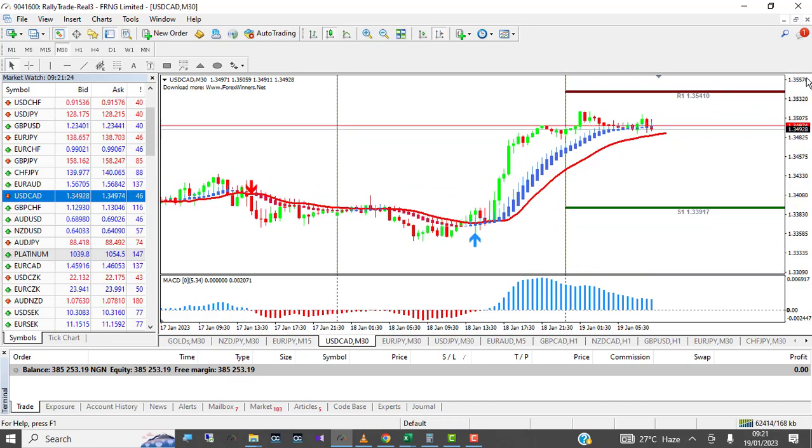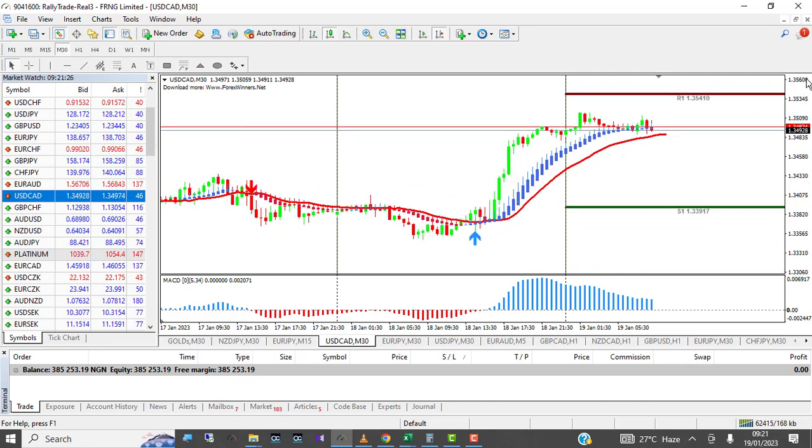Now quickly, how do we use this software to trade? I've taken my time to explain each of the tools. How do we use the software, the Freshpips software on the laptop, to trade?